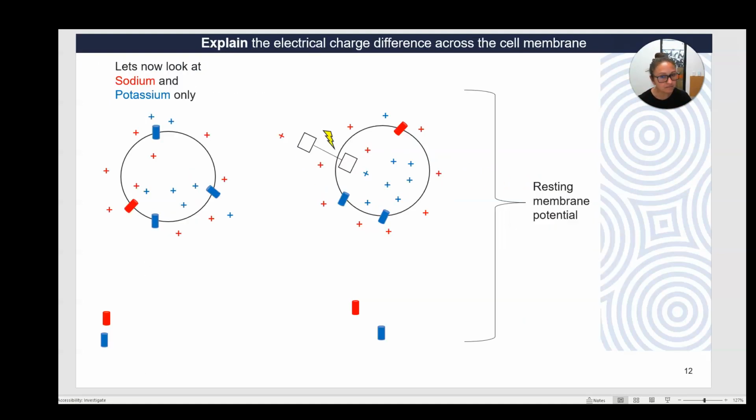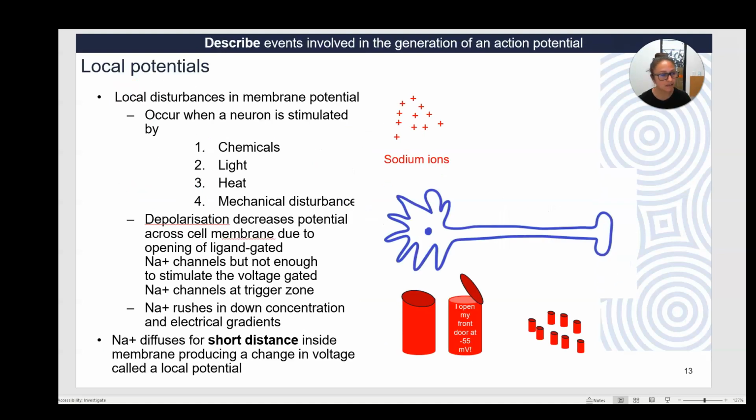Now, what I want to do is look at what happens with local potentials. I think I might stop the video there because I really want you to really understand the resting membrane potential, and once you've really understood that, then we'll move on to the next one. I'll stop it there.